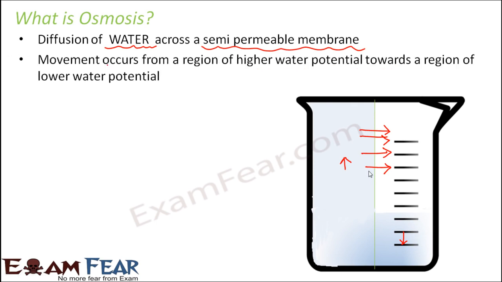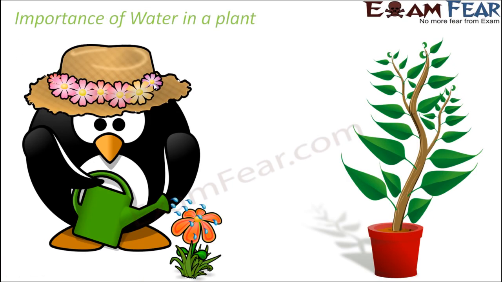So here, as I said, movement occurs from a region of higher water potential towards a region of lower water potential. So here we are talking about water potential and not concentration. We will see what is water potential. Before that, let us quickly think of the importance of water in a plant. If you have a small garden, why does it become very necessary to water the plants daily? And if you stop watering them for a couple of days, you see that some of the plants eventually die or they start drying up. So that shows how important water is in a plant.